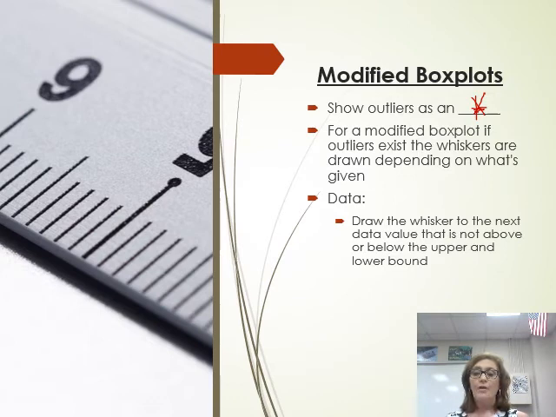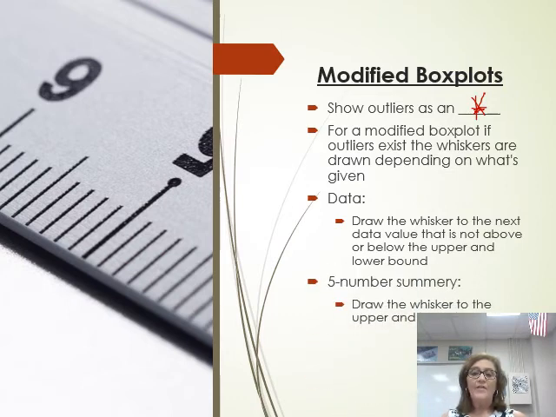Then you're going to draw the whisker to the next data value that is not above or below the upper or lower bound. You put it to that value, and that becomes where your max and your min are. Then if you have a 5-number summary, you're going to draw the whisker to the upper or the lower bound. So if you have the data, it goes to the next data value that didn't jump over the upper or the lower bound. If you have a 5-number summary, you don't have the data values to look at, so you have to use the upper bound and the lower bound.